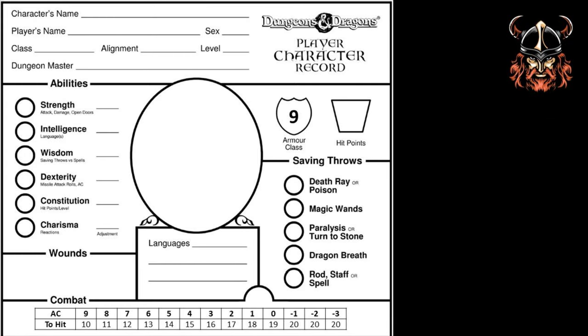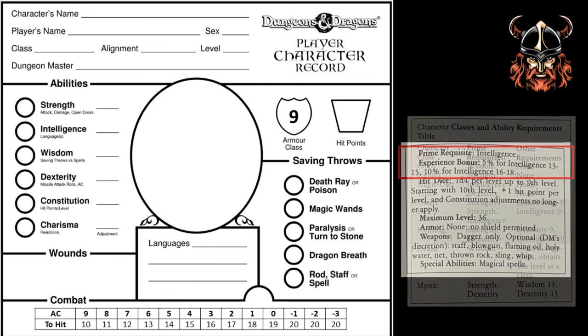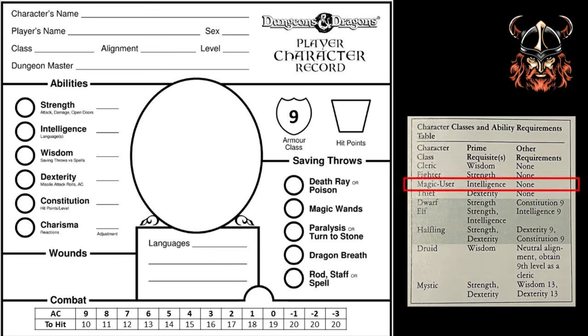Let's stick the important information about a magic user on the right here, so that we can refer to it as needed. The first bit of information we're told is that the magic user's prime requisite is intelligence. So I would want to ensure that score is my highest, to maximise the amount of experience points my character earns, as well as ensuring my magic user has a good understanding of languages. Now, what's interesting about the BECMI magic user is that there is no requirement for the character class to start with a minimum intelligence score.